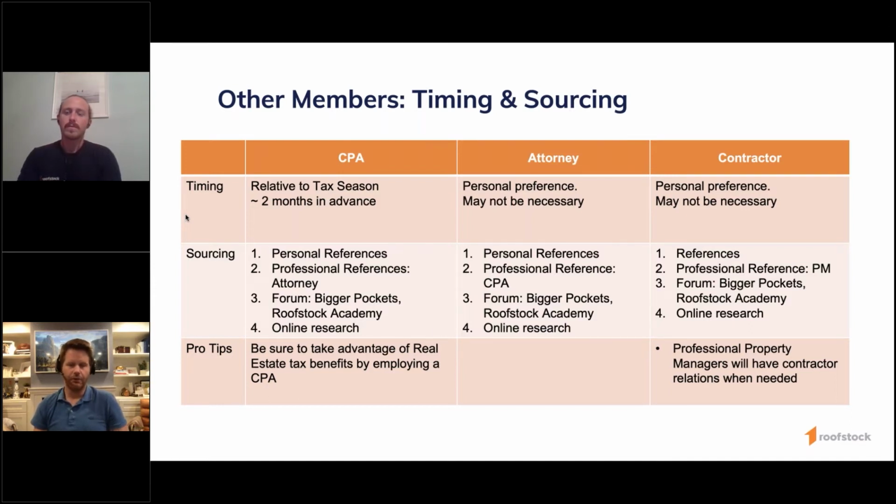As a lot of people know, with real estate, there are a lot of tax advantages. There are deductions, there's depreciation, there's deferral if you're doing 1031s. And as an investor, you want to take advantage as much as you can. You want to squeeze as much juice out of the tax advantages. And for that reason, we recommend adding a CPA.